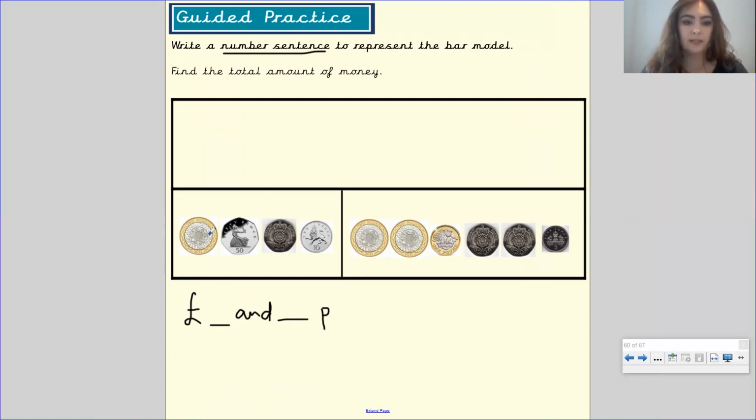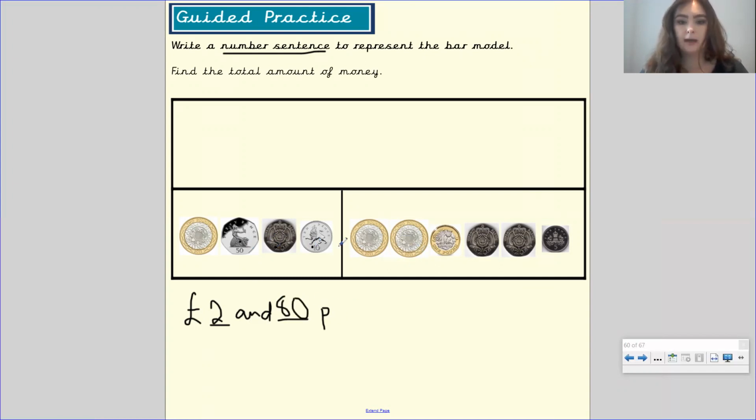Okay, great work. So we can see we've got a £2 coin. So that's £2 there. And then 50 add 20 add 10. 50 add 20 makes 70. Add 10 makes 80. So we've got £2 and 80 pence.